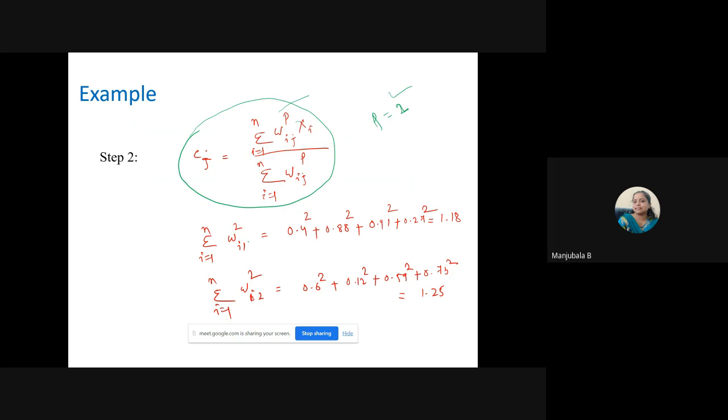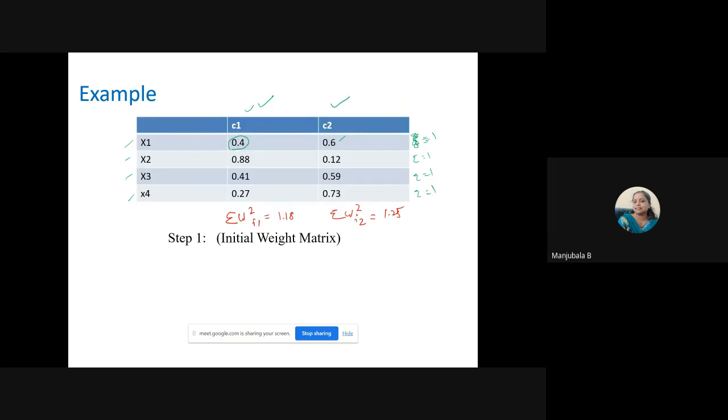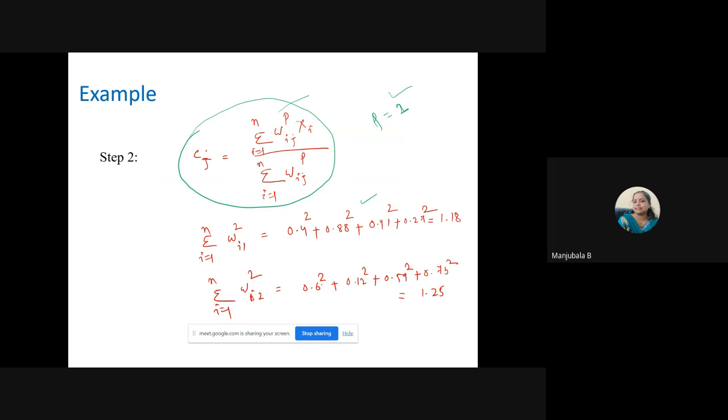Now you see wi1 square, the summation of i equals 1 to n of wi1 square. What is this? That means 0.4 square plus 0.88 square plus 0.41 square plus 0.27 square. So this is the summation of wi1 square, the ith point with respect to the first cluster. This we are getting as 1.18. Similarly, the ith point with respect to cluster 2, the summation of all the points with respect to cluster C2: 0.6 square, 0.12 square, 0.59 square plus 0.73 square. So the summation of wi2 square equals 1.25. If you do this calculation, you will get this.